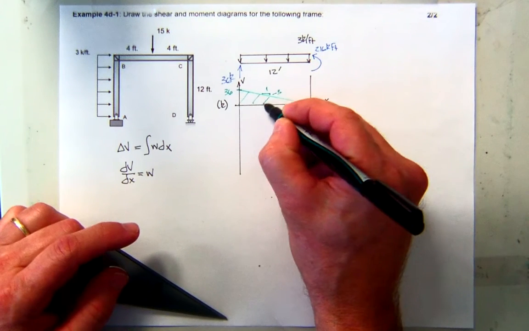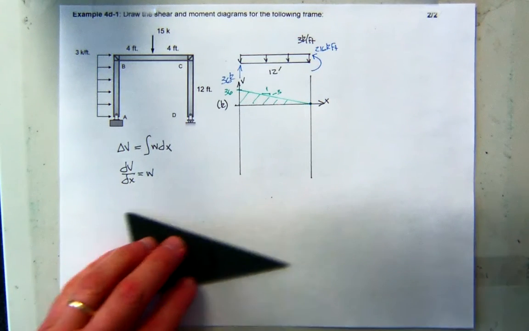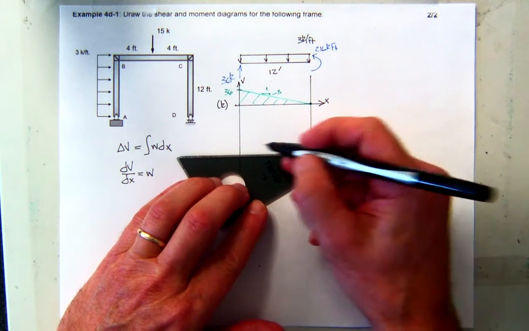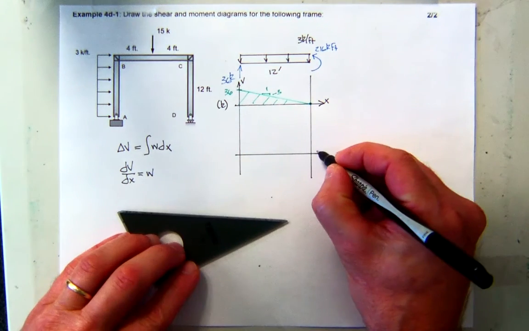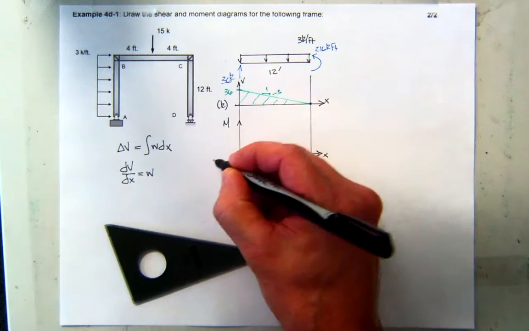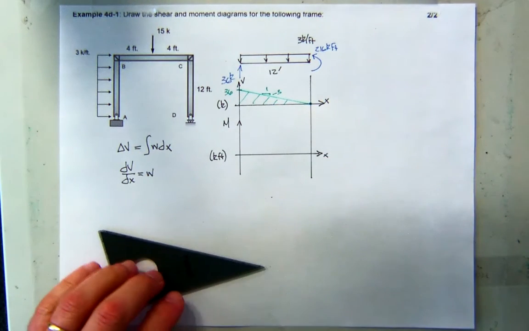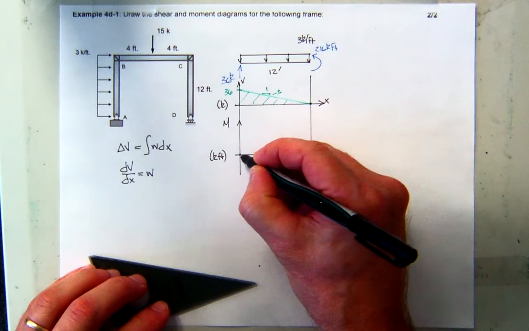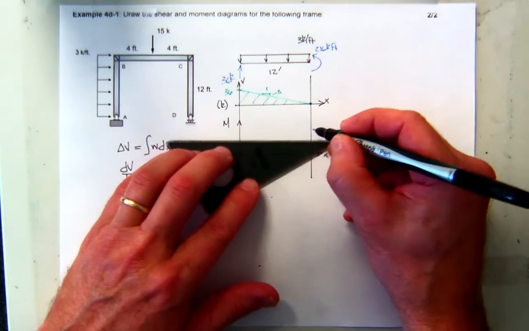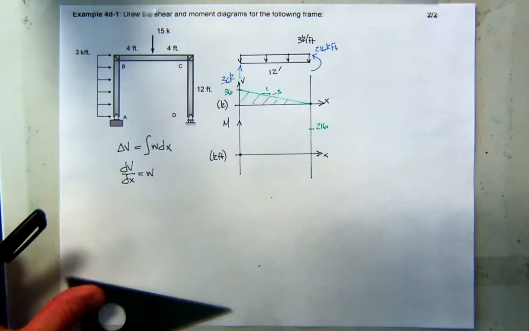So now what do we do? Moment. So let's start with a positive x-axis for moment, for the x and the positive moment. All of our units will be in kip feet. What's the moment at A? 0. What is the bending moment at B? Positive 216.